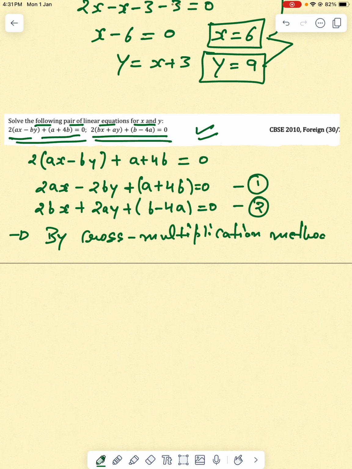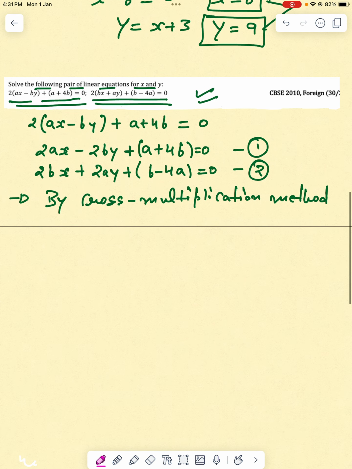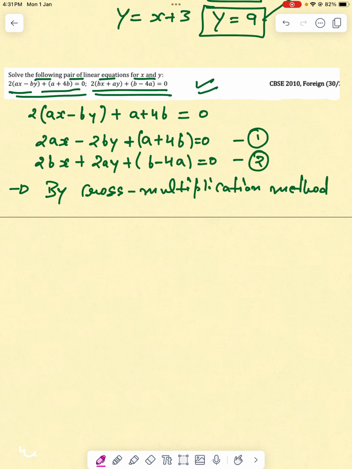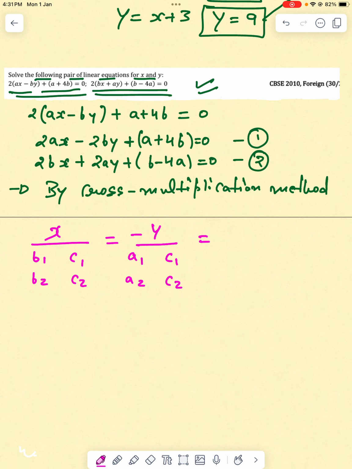Okay, so I hope you all know the formula. So I'm writing it here. That is x upon b1 b2 and c1 c2 equals to minus y upon a1 a2 and c1 c2 equals to 1 upon a1 a2 and b1 b2, right?